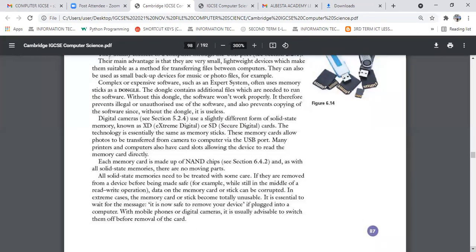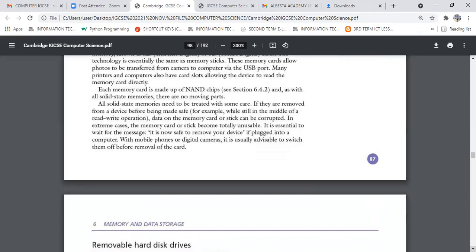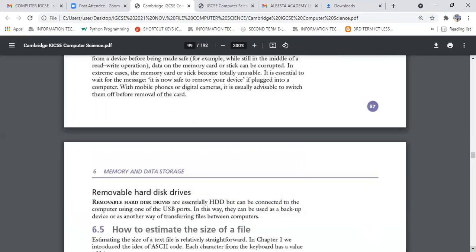Each memory card is made up of NAND chips, and as with all solid state memory, there are no moving parts. You can explore on this. All solid state memories need to be treated with some care. If they are removed from a device before being made safe, while still in the middle of a read-write operation, data on the memory card or stick can be corrupted in extreme cases, and the card or stick can become totally unusable. It is essential to wait for the message: it is now safe to remove your device, if plugged into the computer. With mobile phones or digital cameras, it is usually advisable to switch them off before removal of the card.